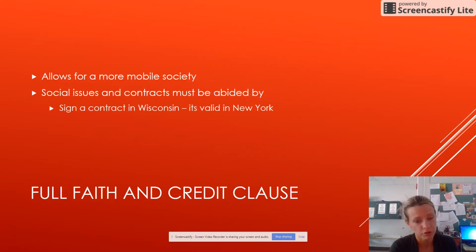Number one, that's the full faith and credit clause. This allows for a more mobile society. No matter where you go, the laws or the contracts that you went into are supposed to be abided by. So if you sign a contract in Wisconsin, that contract is valid in New York. Just because you move from state to state does not change that.